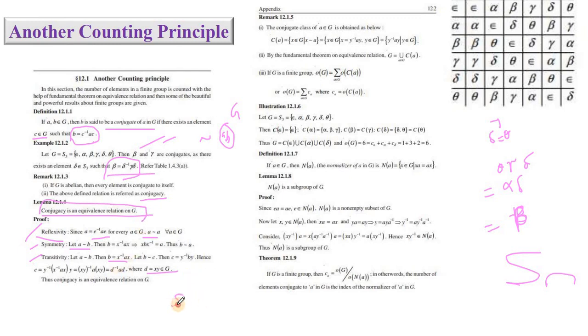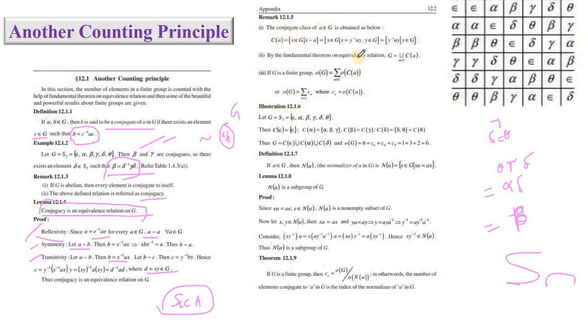So in section A, if the question is asked, prove that conjugacy is an equivalence relation, we are supposed to first define what is conjugacy. Don't simply start verifying the conditions without defining what is conjugacy. So define conjugacy and then start checking the conditions.